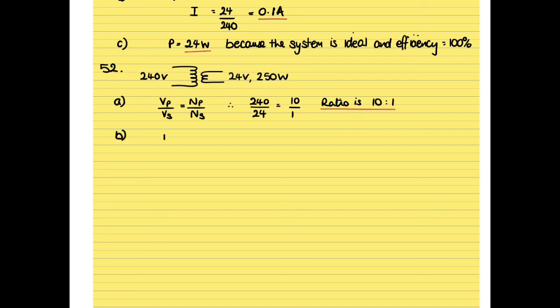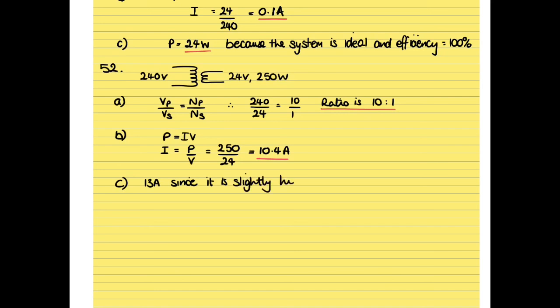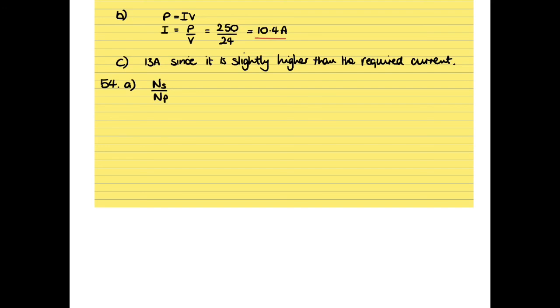Part B, you have to calculate the current in the projector lamp, which is just basic electricity equations, P equals IV, and we get 10.4 amps. And finally, if you have 10.4 amps, you would go to the fuse that's above that value, and that's the 13 amp fuse. If you go lower, you risk the fact that it will probably melt at certain times during use, whereas if you're a bit above, you're safe.